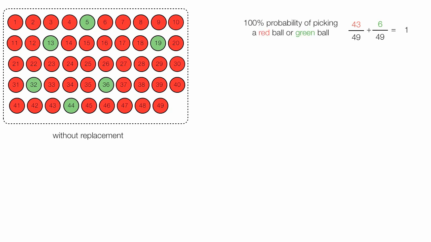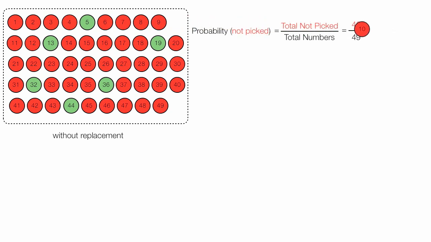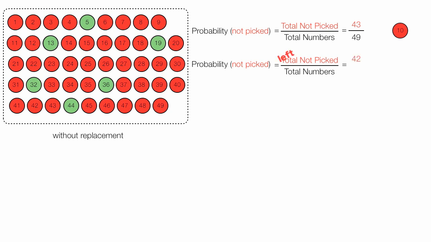We just pick a random number. Let's pick 10. That works right there. So the probability of the next number not picked, or being a red one, is total not picked out of the total numbers, and it's important to realize it's the total left numbers, which is 42 red balls out of a total of 48 balls.